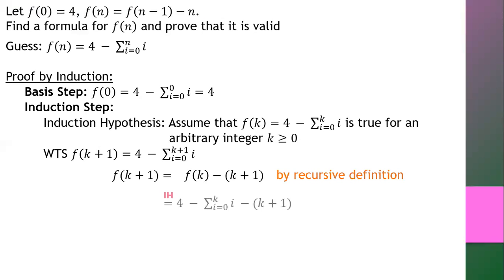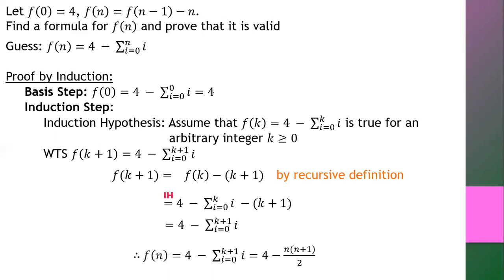Now I can use my inductive hypothesis. The formula for f of k is equal to 4 minus the sum from 0 to k by the inductive hypothesis. Well, let's just wrap that k plus 1 into the summation, and you get 4 minus the sum from 0 to k plus 1, which is what the formula was. Therefore, I've shown that the formula holds true.